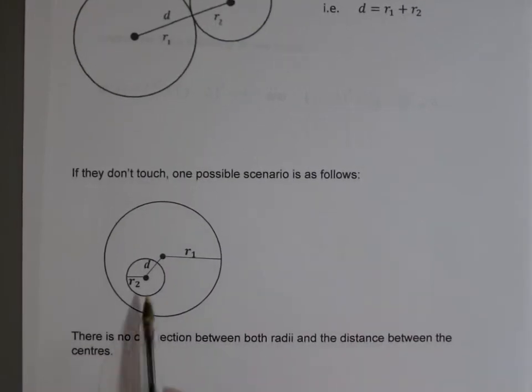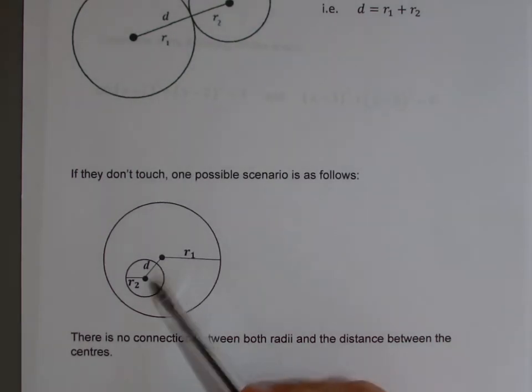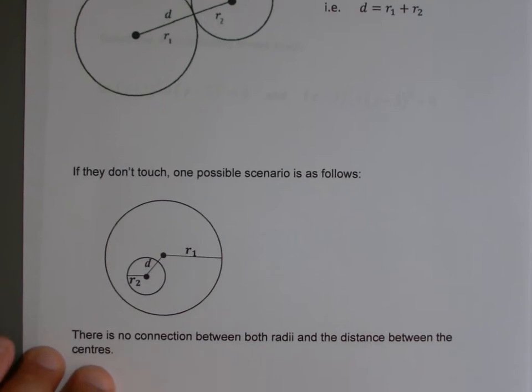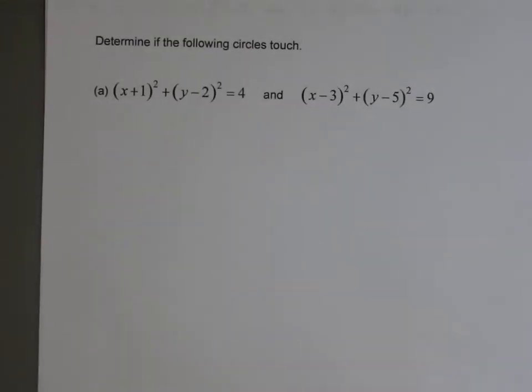Now if they don't touch, one possible scenario is this. You've got one circle sort of inside another circle. Now the distance from the centers there won't relate to the two radii. There won't be any connection between them. So we've got to compare them carefully to see if they touch. And our focus now is going to be to see if they touch externally.